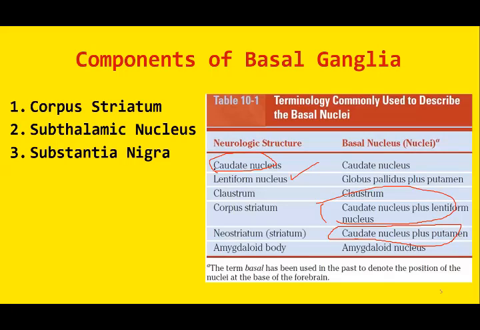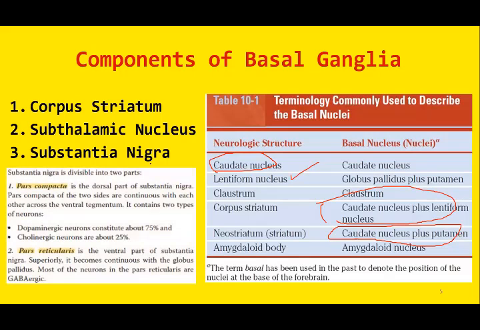So these are the components of basal ganglia. The first portion is corpus striatum, which further consists of caudate and lentiform nucleus, where lentiform nucleus consists of globus pallidus and putamen. Then comes the subthalamic nucleus and substantia nigra. And there are two subdivisions of substantia nigra: pars compacta and pars reticularis.